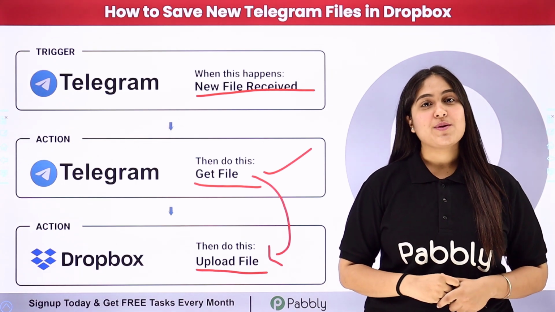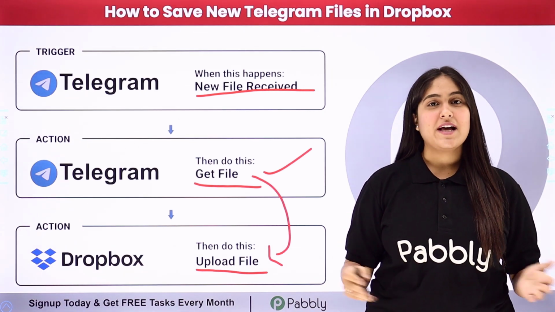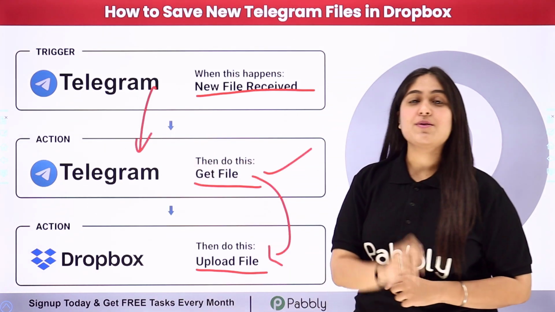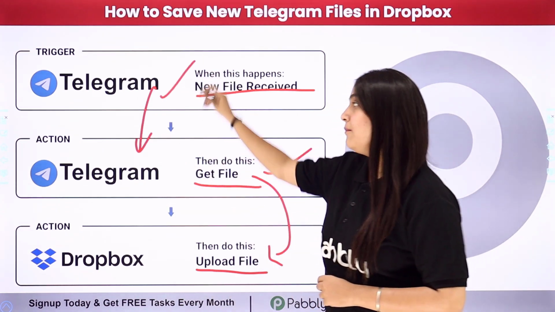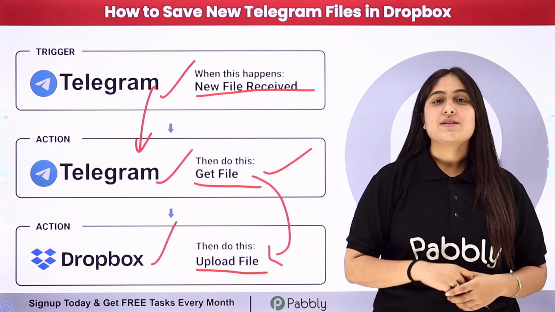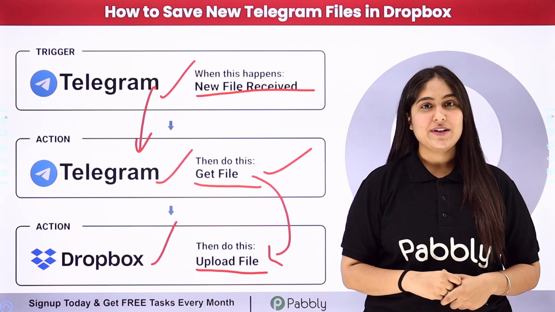To automate this process, we will use an automation software named Pabbly Connect, in which we need to connect a trigger and an action. In this process, our trigger application will be Telegram and our action applications will be Telegram and Dropbox. To learn this process step by step, let me take you to my screen.